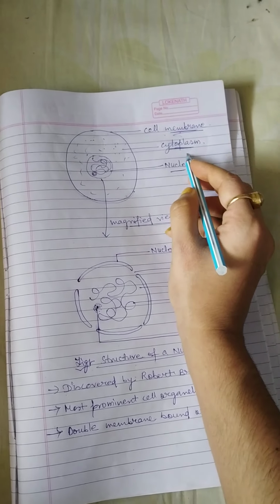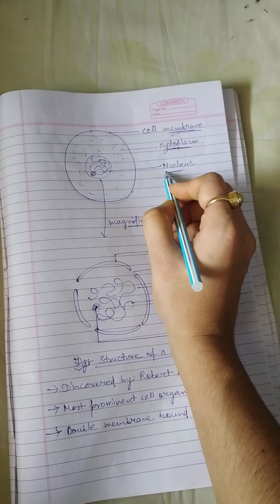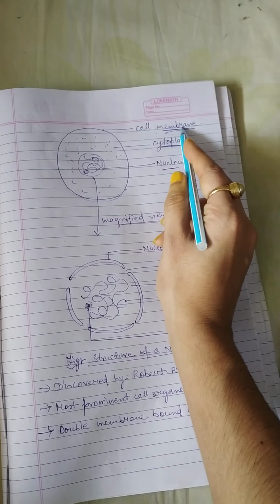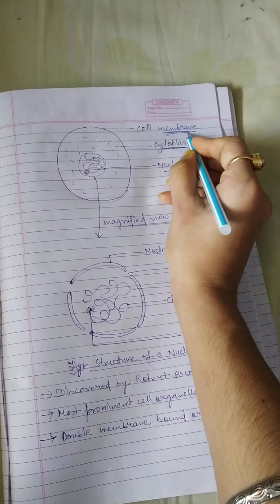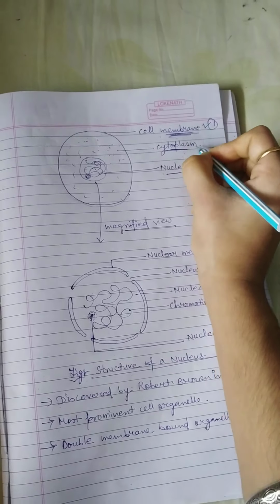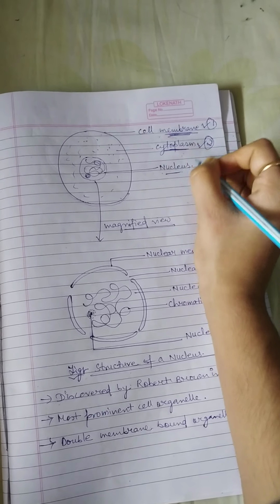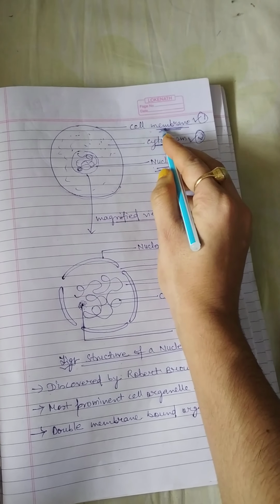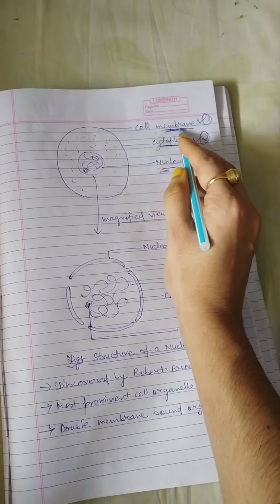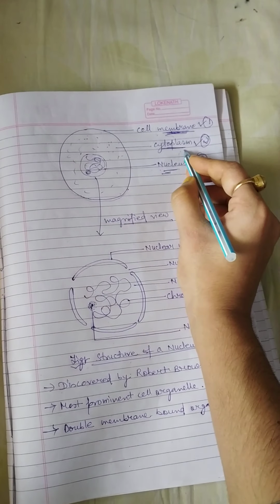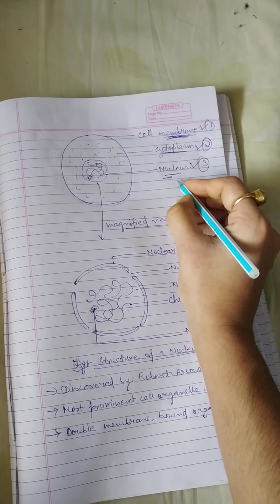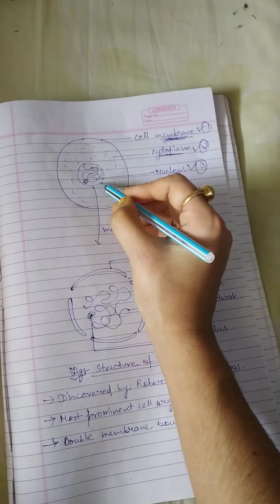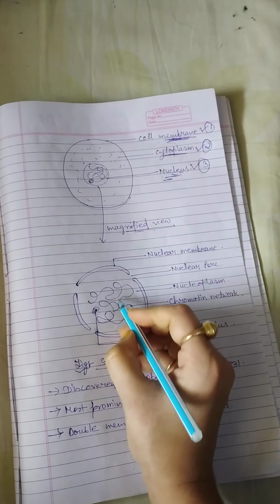In yesterday's class we saw that every cell, when you observe it under a microscope, has three main structures. The first one is the cell membrane, the second one is the cytoplasm, and the third one is the nucleus. In the previous class we discussed the cell membrane, how it functions and how it looks, and now we will discuss what the nucleus is, how it looks, and what the different parts of a nucleus are. When we magnify this structure under a microscope, it looks like this.